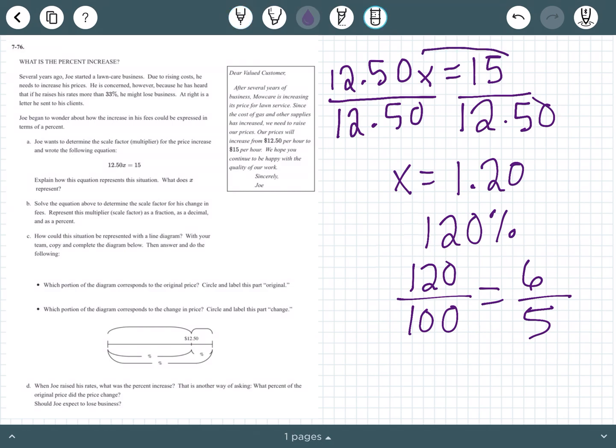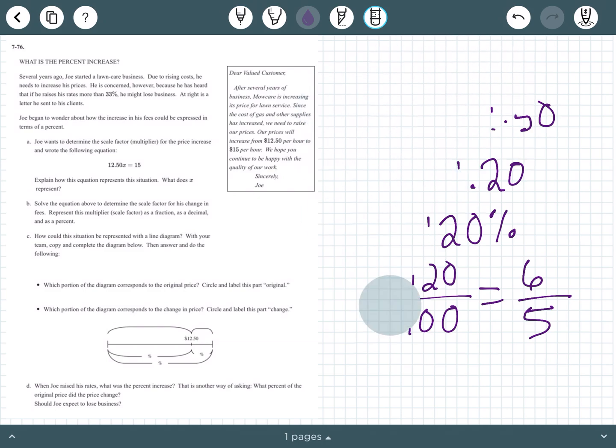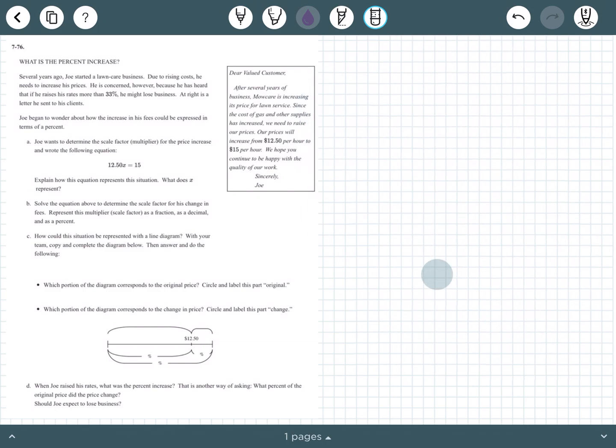Now for part C. How could this situation be represented with a line diagram? With your team, copy and complete the diagram below, then answer and do the following. So we have several bullet points. Which portion of the diagram corresponds to the original price? Circle and label this part original. Which portion of the diagram corresponds to the change in price? Circle and label this part change.